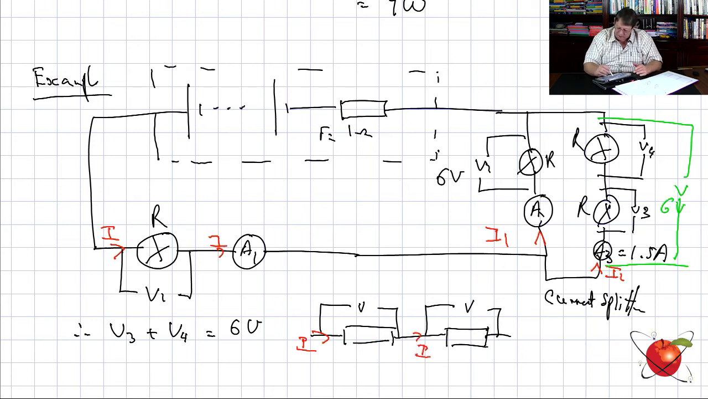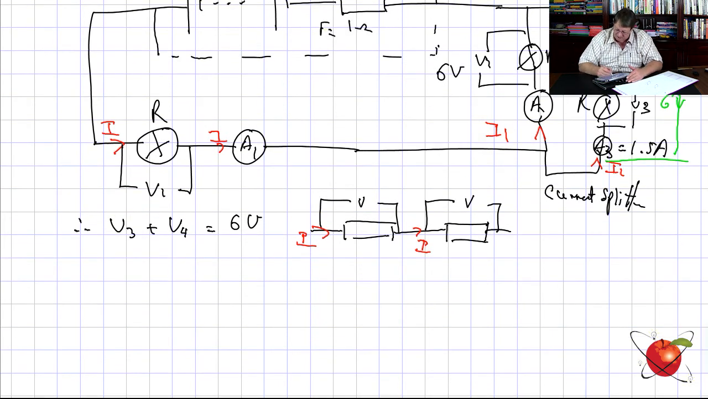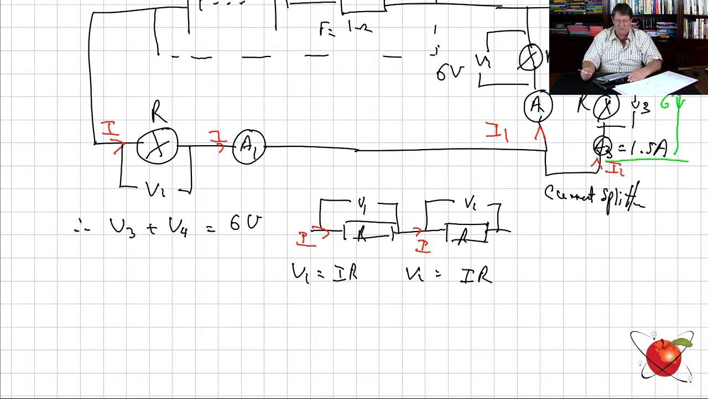Now let's do a quick calculation on this. Let me move it up a bit. Let's look. V1 and let's call that V2. V1 is equal to I times R, and R is the same. And V2 is also equal to I times R. Therefore, the voltages are split evenly, so it's going to be equal to 3 volts.